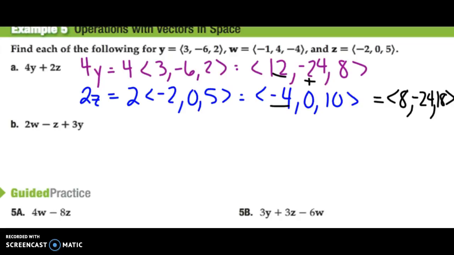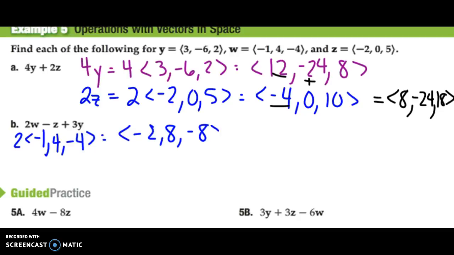Now in letter B we have 2w. So 2 times w, which is -1, 4, -4. So that ends up being -2, 8, -8.